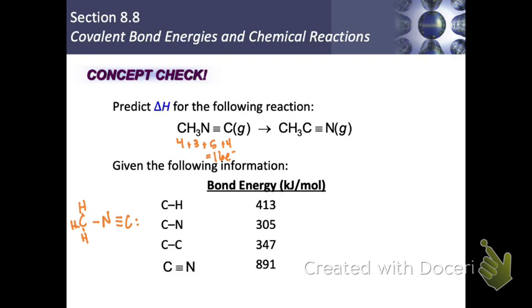But when we set up our Lewis structure, we're going to figure out how many bonds of each type we have. So over here, on the reactant side, do I have any carbon to hydrogen bonds? I have 3 of them. So I'm going to take 413 times 3.